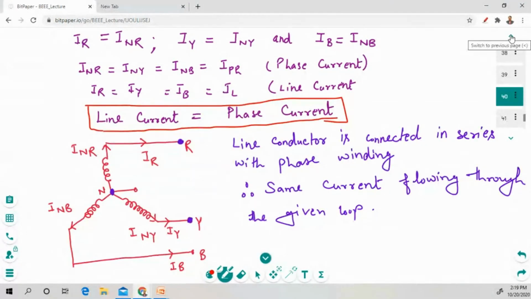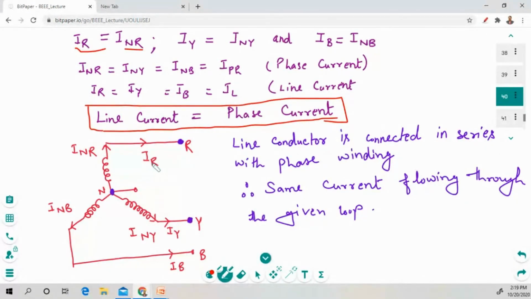In the figure, all these currents are flowing through these branches, which are in series. So when you take any loop, we are taking a loop from N, R, Y, and N. All the currents are flowing in series, and when the current is flowing in series, we cannot divide the current. The same current is flowing through the complete loop. So that's why IR is equal to INR.